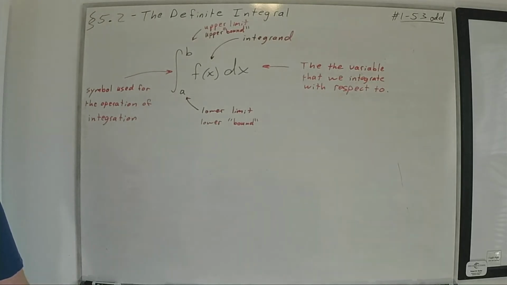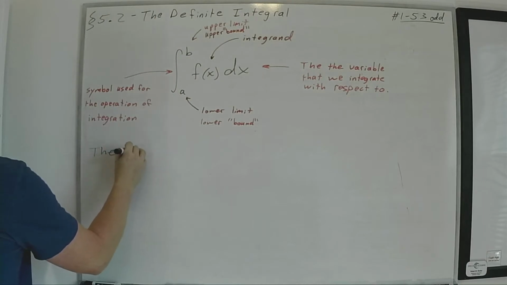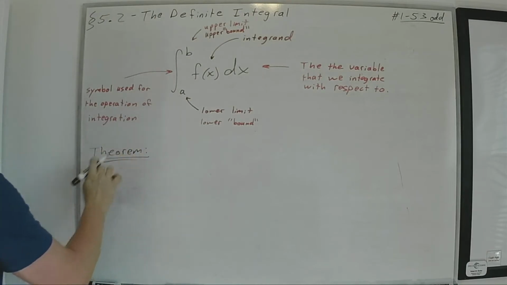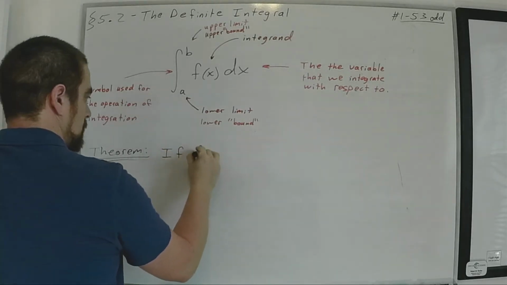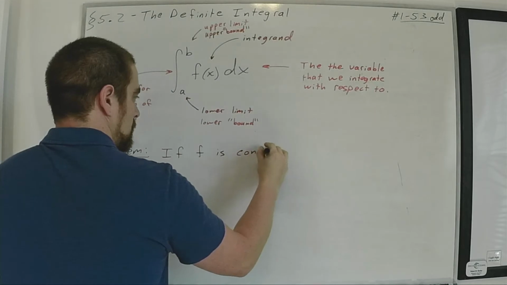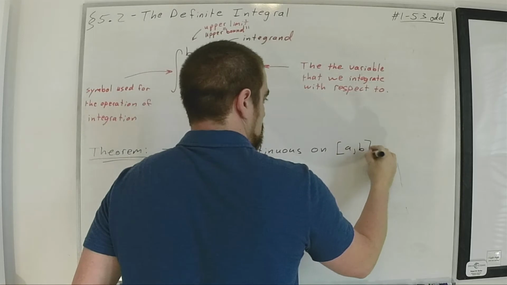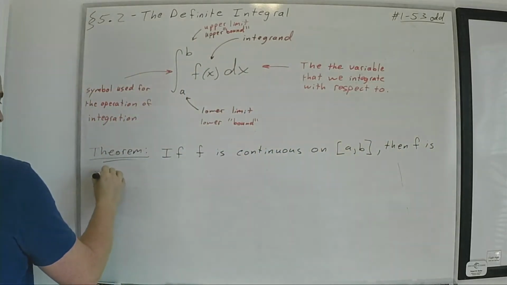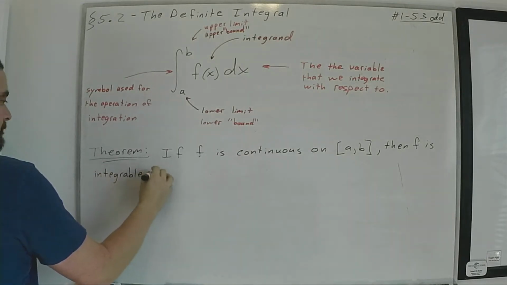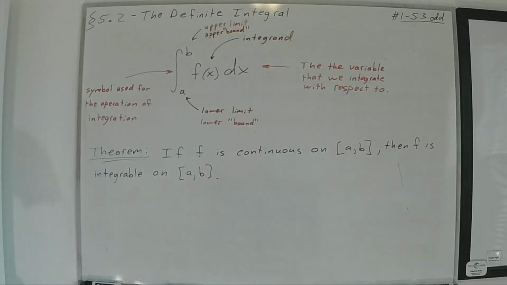So, I'll just squeak it in here because there is space. So here is the theorem that if f is continuous on that closed interval a to b, then f is integrable on that closed interval a to b. So any continuous function is going to be integrable over that interval where it's defined, right?